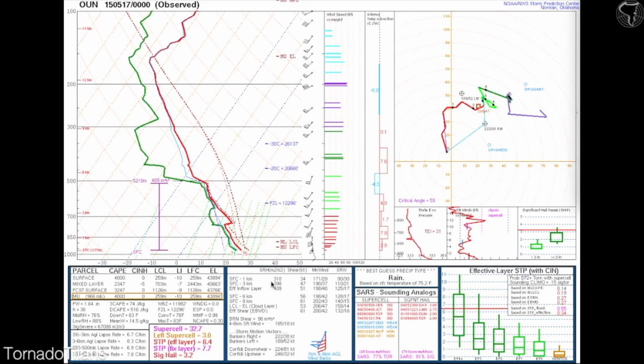Surface to 3 kilometers is 398. Again, that's in that 350 to 400 range, or 300 to 400. That's up there in some very strong range. This is a definite tornado kind of environment. Even though you've got some veer backing, the helicity is there. There's plenty of turning in the atmosphere, plenty of shear to make tornadoes in this environment.